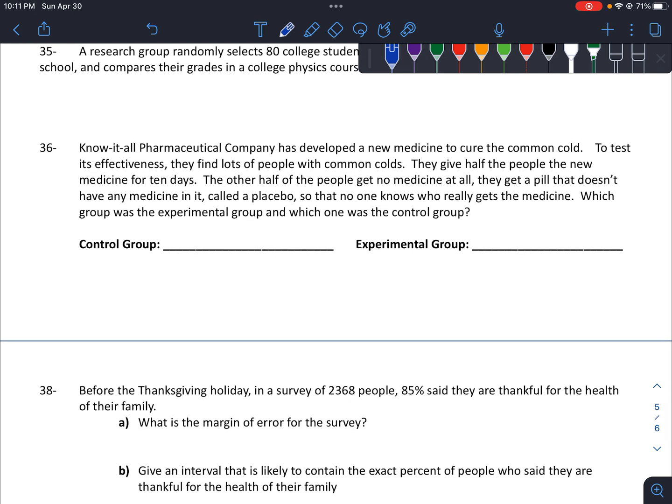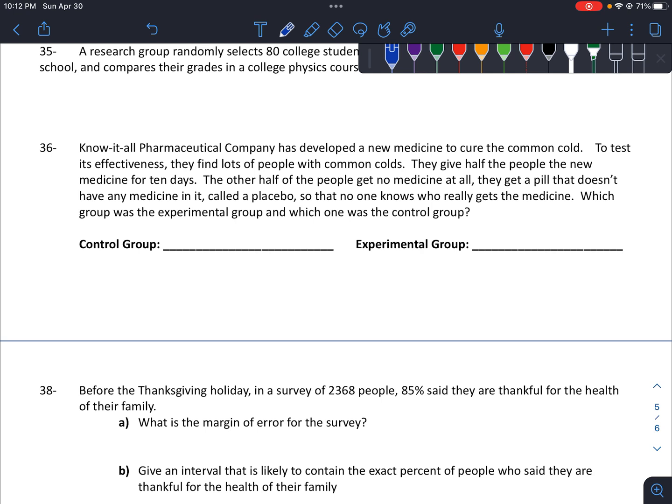Okay, Know It All Pharmaceutical Company has developed a new medicine to cure the common cold. The test is to test its effectiveness. They find lots of people with common colds. They give half the people the new medicine for 10 days. The other half of the people get no medicine at all. They get a pill that doesn't have any medicine in it, called a placebo, so that no one knows who really gets the medicine. Which group was the experimental group, and which one was the control group?